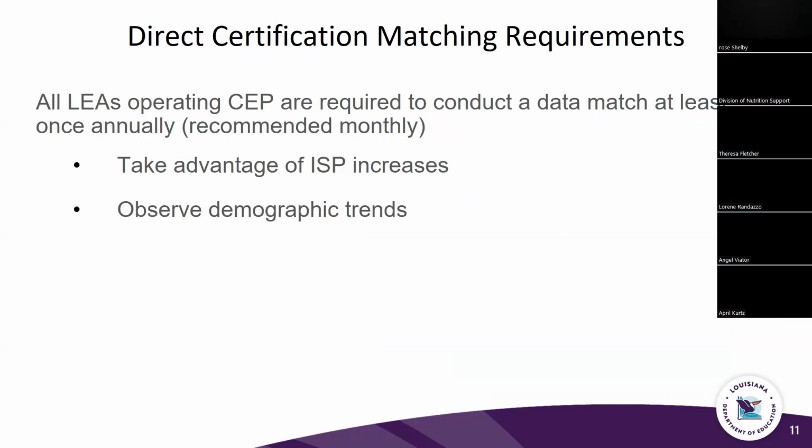All right. Direct certification matching requirements. All local education agencies operating CEP are required to conduct a data match at least once annually. It is recommended to be conducted monthly. This will allow the school food authority to take advantage of ISP increases, as well as to observe demographic trends over the year. Just to reiterate, the identified student percentage must be established based on data as of April 1st of the school year prior to CEP election.